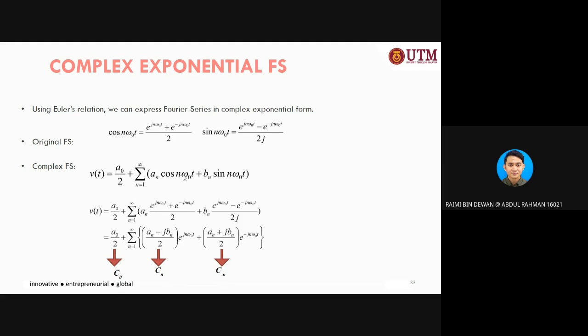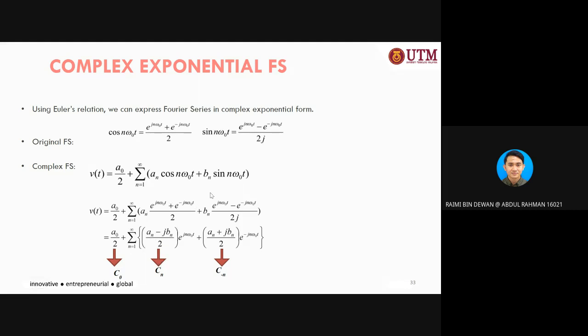e^(j n omega naught t) here, plus e^(-j n omega naught t) over 2. And because this is sine, you will have 2j, and e^(j n omega naught t) minus e^(-j n omega naught t). So further, this a naught over 2 you can label as c naught. So if a question gives you c naught, you should know c naught is actually a naught over 2. C naught is not equal to a naught. So remember the difference.